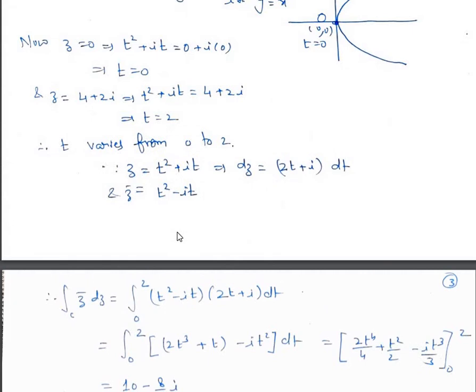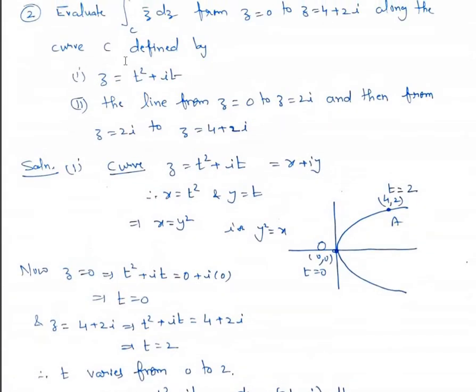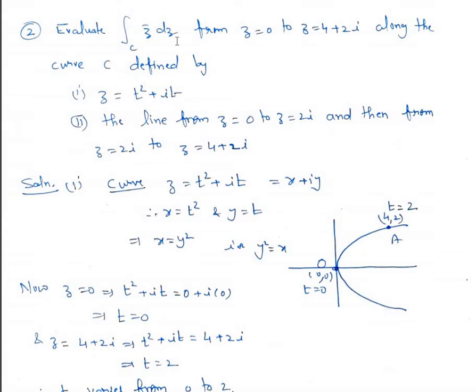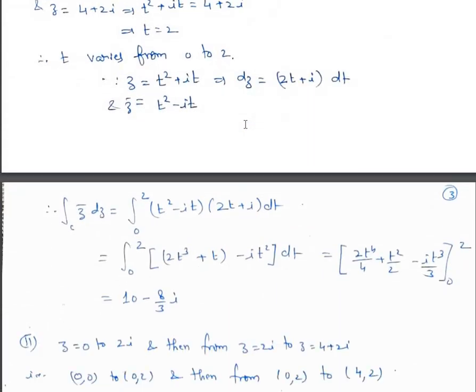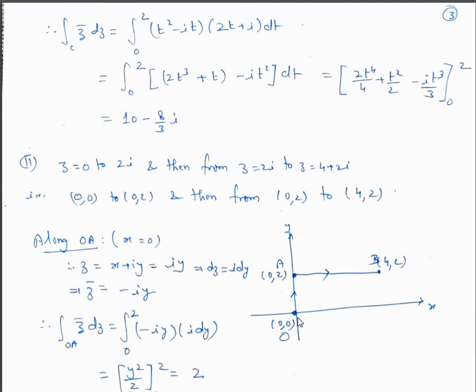Now in the second part, we have to integrate the same function, the integral over C of z bar dz, from 0 to z is equal to 4 plus 2i. In this case, the curve is the line from 0 to z is equal to 2i, and then from z is equal to 2i to z is equal to 4 plus 2i. Now z is equal to 0, as you have seen, represents the origin, right? z is equal to 2i is the point A (0, 2), and z is equal to 4 plus 2i represents the point B (4, 2). So we have to go from O to A and then from A to B.